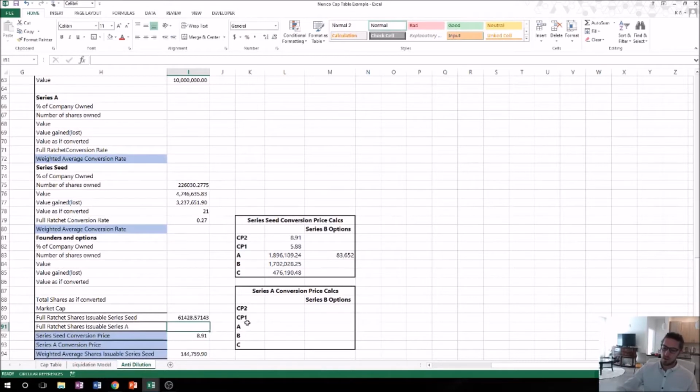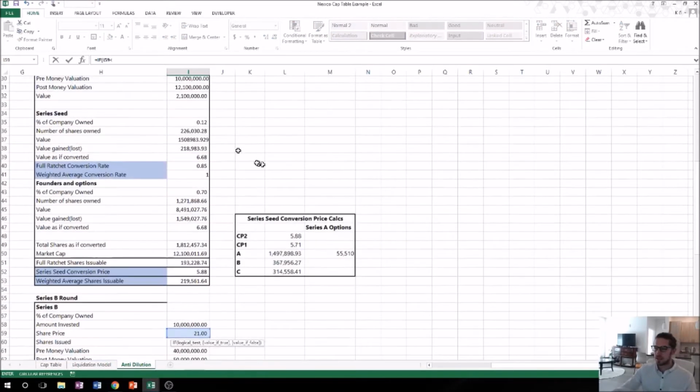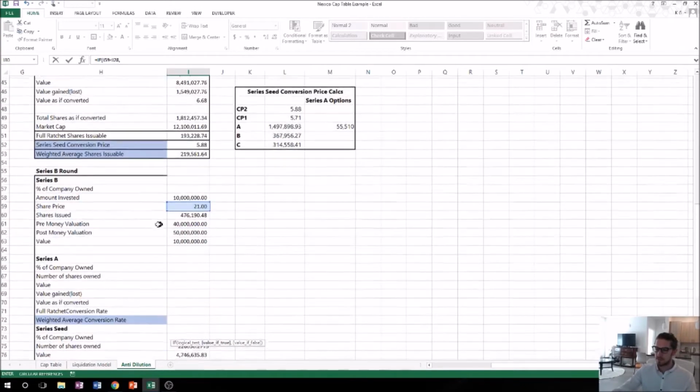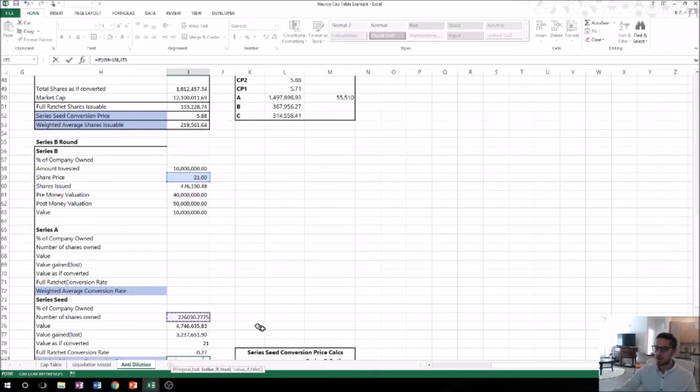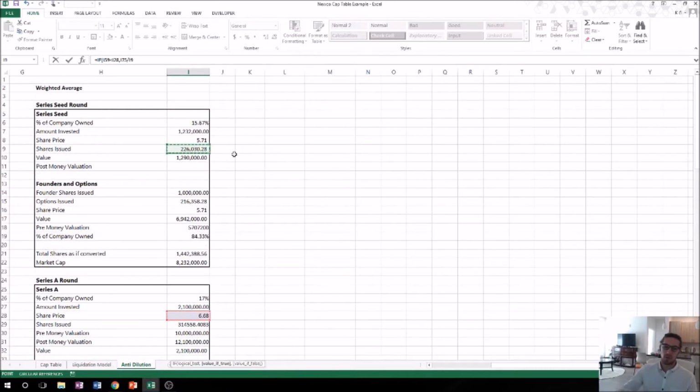So we have the full ratchet shares issuable for Series Seed. Okay, and the last thing we are going to do here for the Series Seed is the weighted average conversion rate. That is another if statement, and we'll say if the share price in this round is less than the share price from the previous round, then give us the number of shares owned divided by the original shares owned. That'll give us our conversion rate. Otherwise, just give us 1.